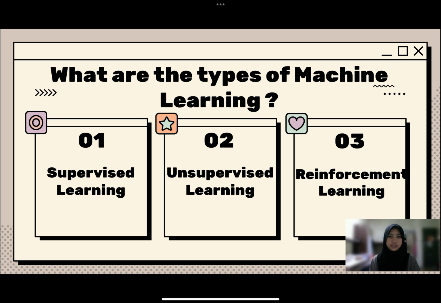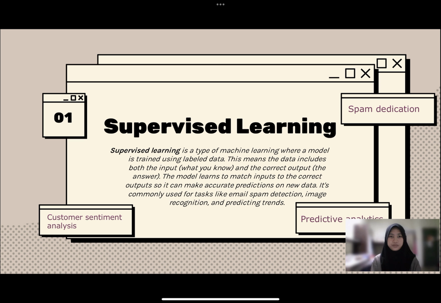There are three main types of machine learning. That include supervised, unsupervised, and reinforcement learning. Now, let's go through them in detail. First, we have supervised learning. In supervised learning, the machine is trained with labeled data. That means we give the computer examples where the input and the correct output are already known. The system then learns the relationship between input and output so that it can predict results for new data.